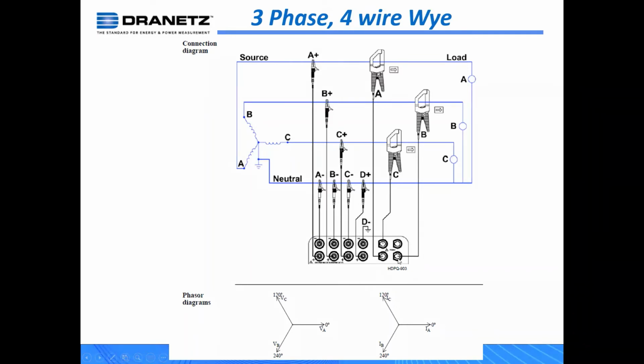to ground. And again, we do have an option. This particular instrument here has an option which will allow us to deploy a 4th current probe, or CT, to monitor any neutral current. And then of course, you have your phasor diagram that aids you in making sure that you have a correct current connection.